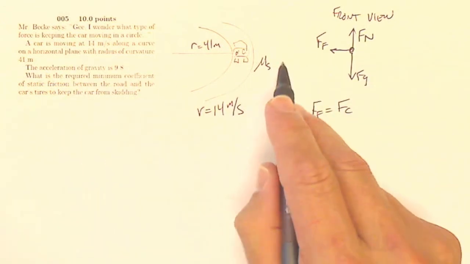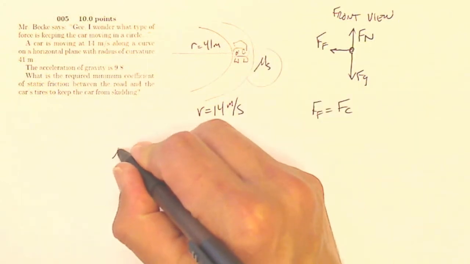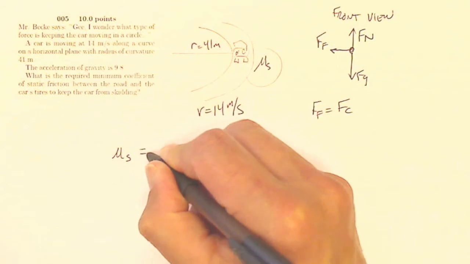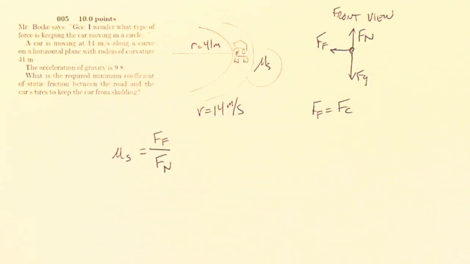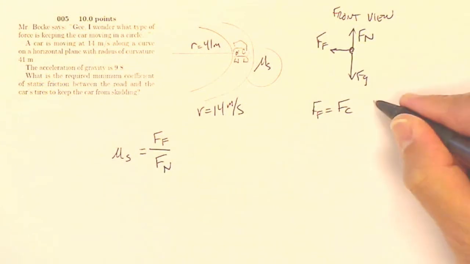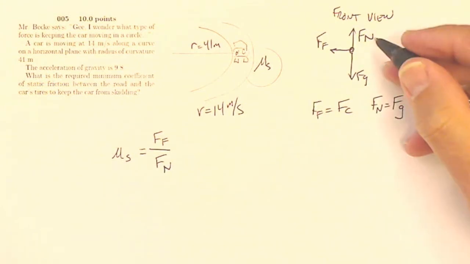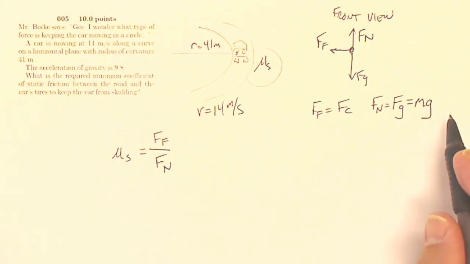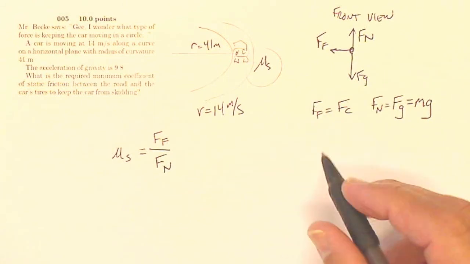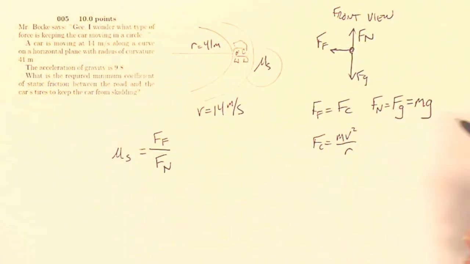What I'm looking for is my coefficient of static friction. Well, I know that my coefficient of static friction is going to be the amount of frictional force divided by my normal force. I know that my normal force and my gravity are going to be the same because there's no monsters involved here. And my gravity is going to be mg, mass times the acceleration of gravity. So let's see what I know. Friction is centripetal, and my force centripetal is going to be mv squared over r.